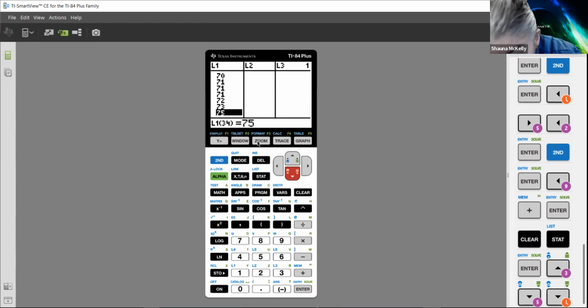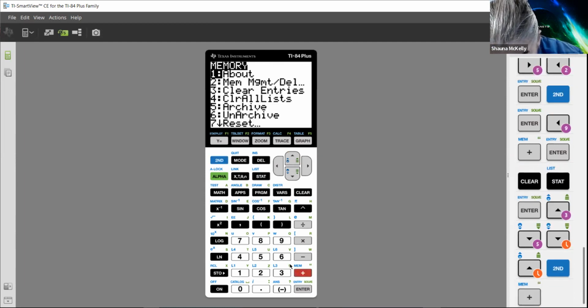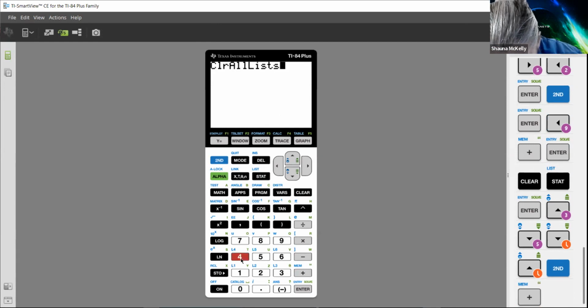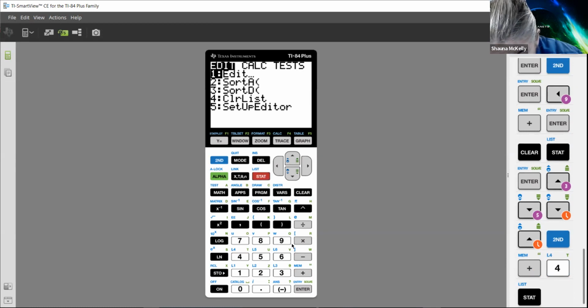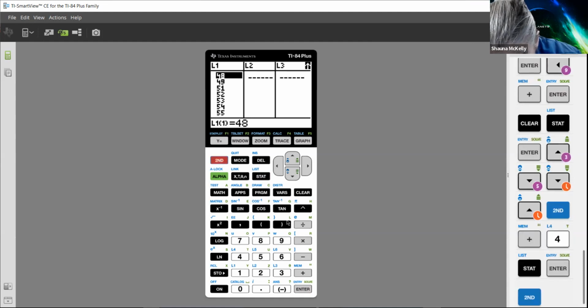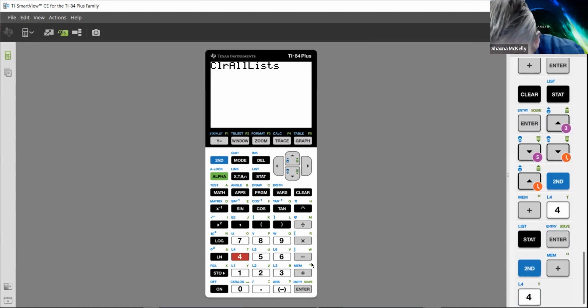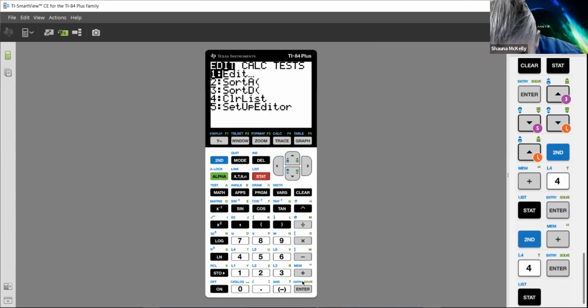I've got a ton of data in here, so let me do this. Second, Memory. I'm going to go to STAT here. Oh, I didn't. Second, Memory, Clear All, this number 4. Enter. There I go. Now if I go STAT, Edit.